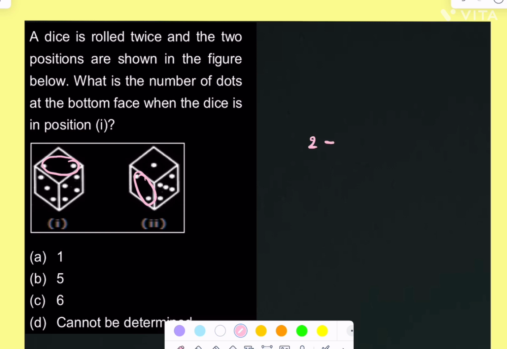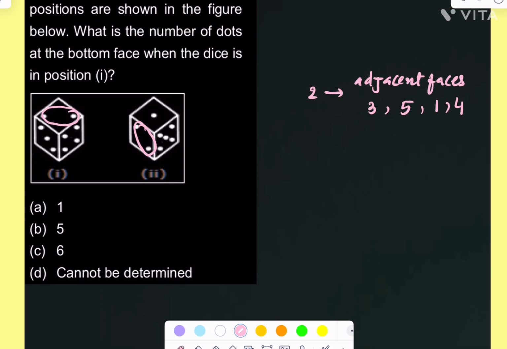For 2, what are the adjacent faces to 2 here? Adjacent faces we are looking for. So the adjacent faces to the 2 are 3, 5, 1, and 4 we got, right? So 1, 4 we got. Now we'll check it. The remaining one face is opposite, that is 6, right?